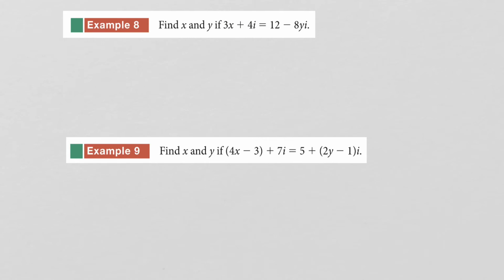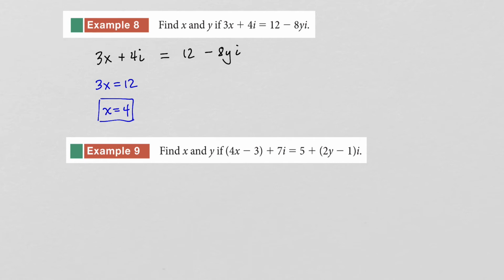In our next example, we're asked to find x and y if we know that 3x plus 4i is equal to 12 minus 8y times i. The concept here is that if you have a complex number equal to another complex number, their real and imaginary parts must be equal to each other. For these two complex numbers, the real part on the left side is 3x. The real part on the right side is 12. So we know that 3x must be equal to 12, and that would mean that x is equal to 4.